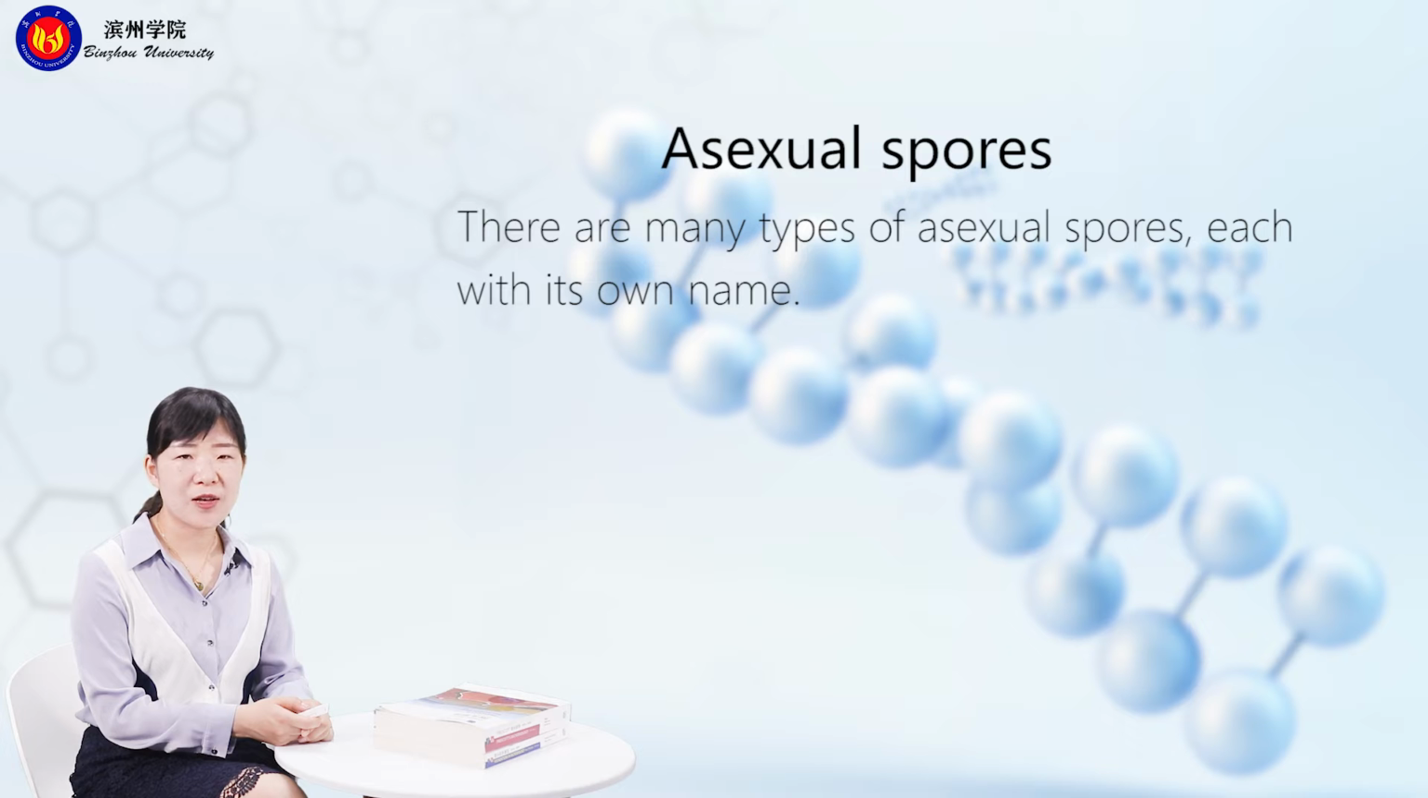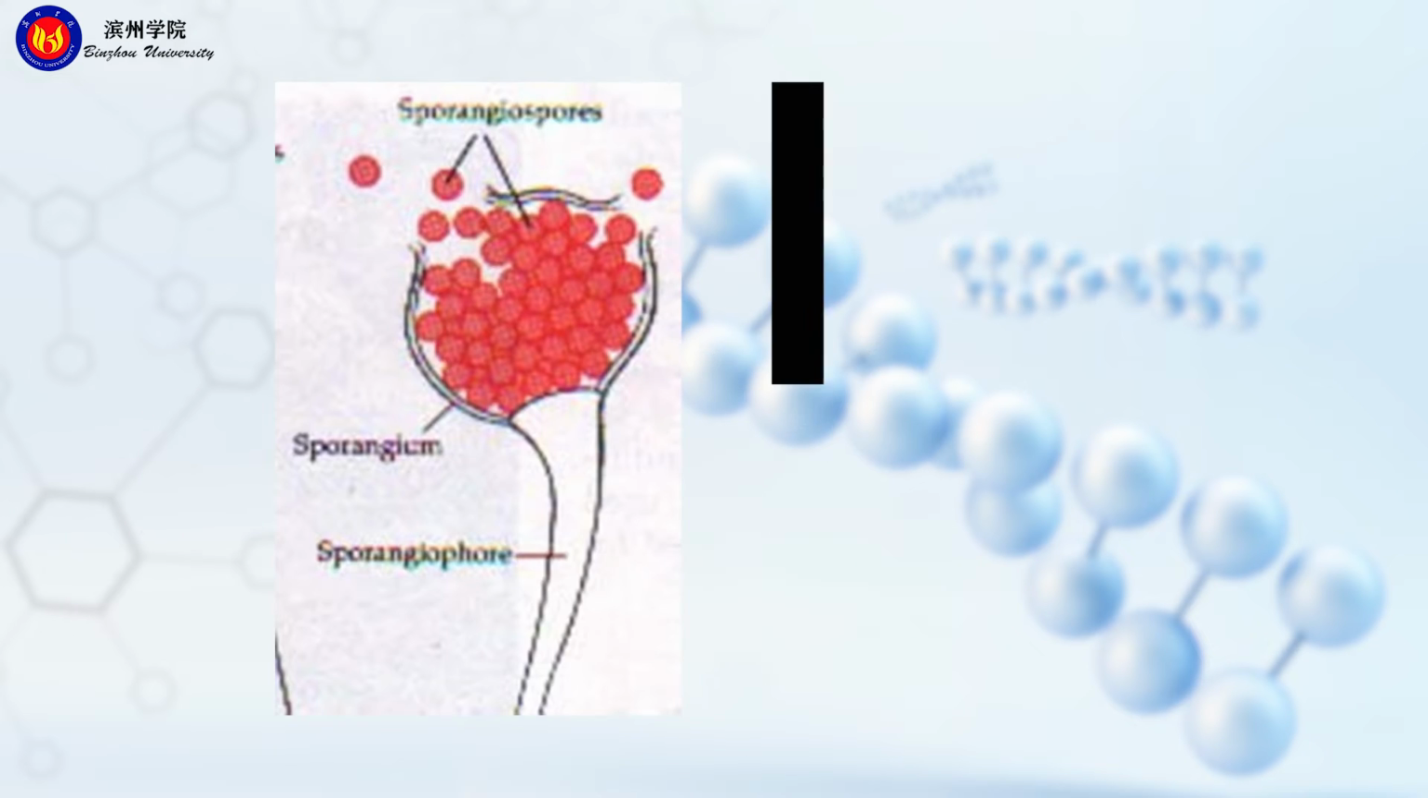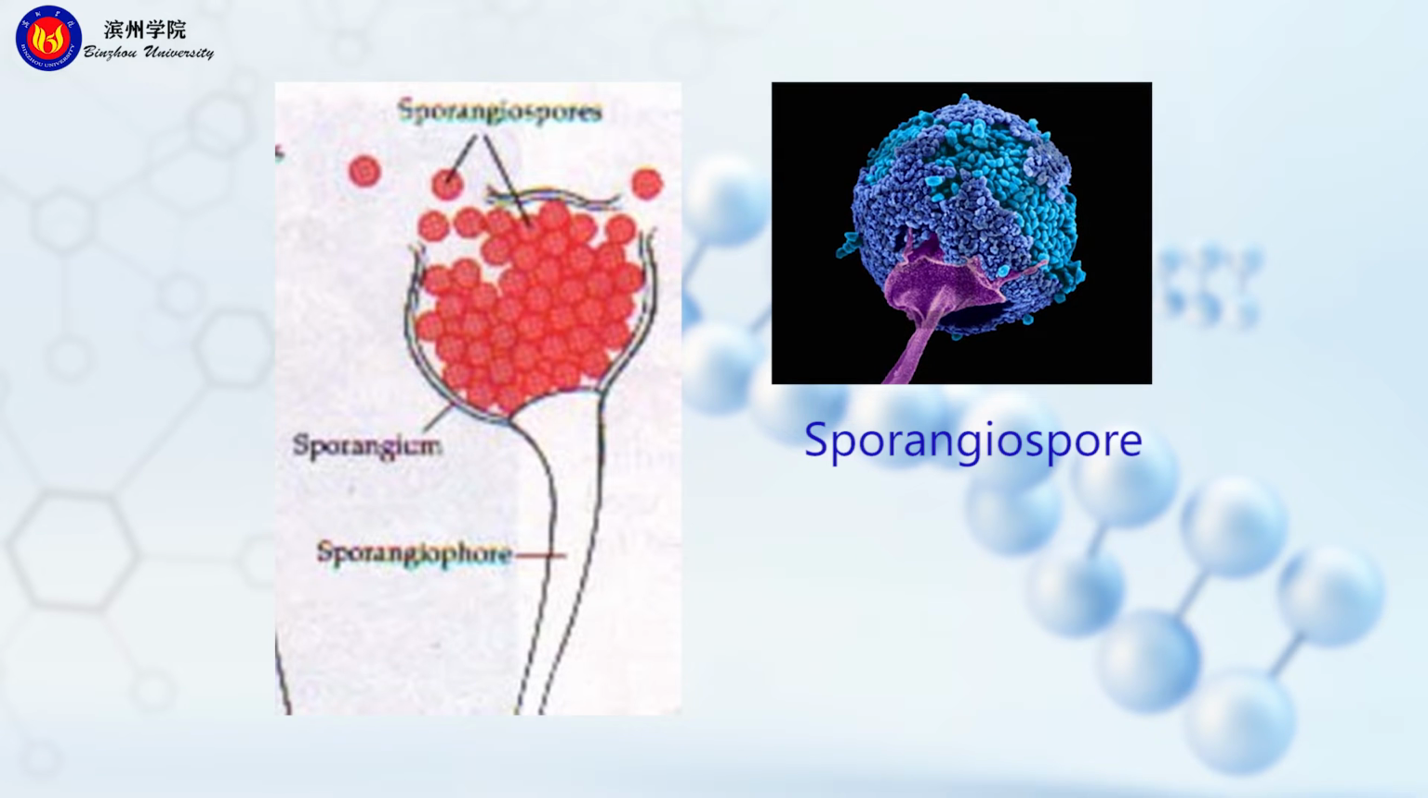I will give you 5 names. First is sporangiospores. Second is conidiospores. The third is arthrospores, and chlamydospores and blastospores. So let's see the spores. The first is sporangiospores.